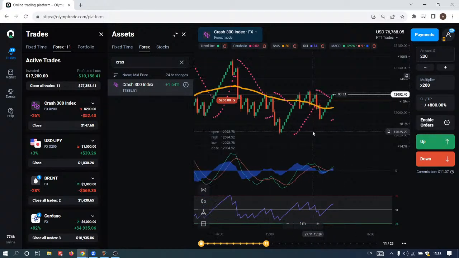So guys, it's not really a secret. You can use these things, so you can trade it.